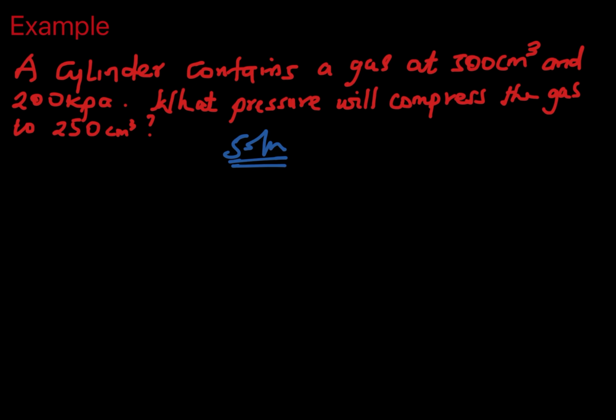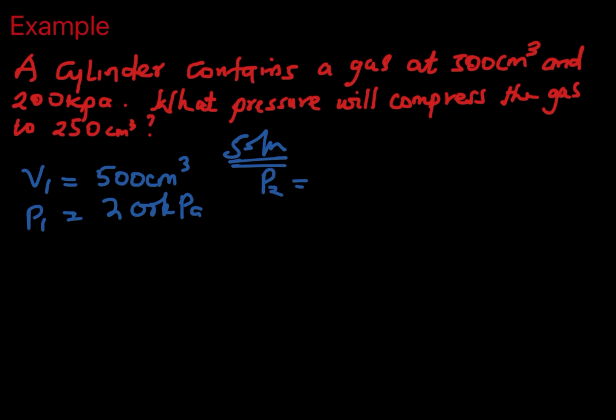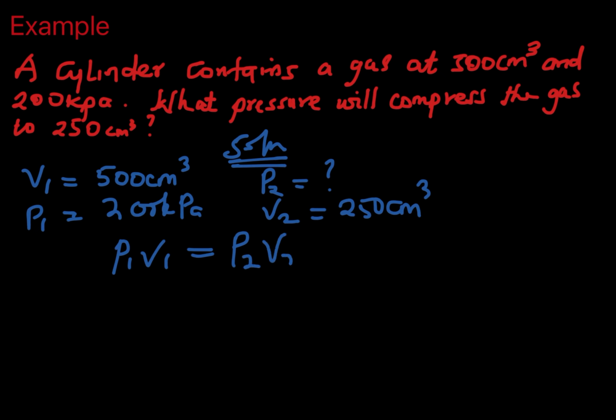So a cylinder contains a gas at 500 cm³, means that V1 is equal to 500 cm³. Your P1 is equal to 200 kPa. What pressure will compress the gas? So P2 is something we don't know. V2 is 250 cm³. Now our relation is P1 V1 equal to P2 V2.